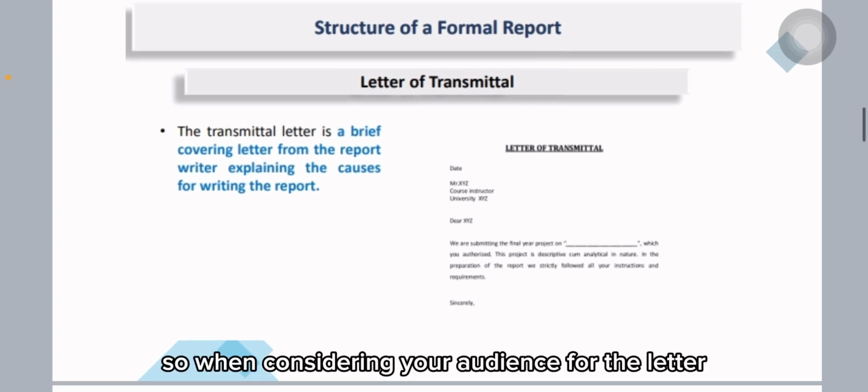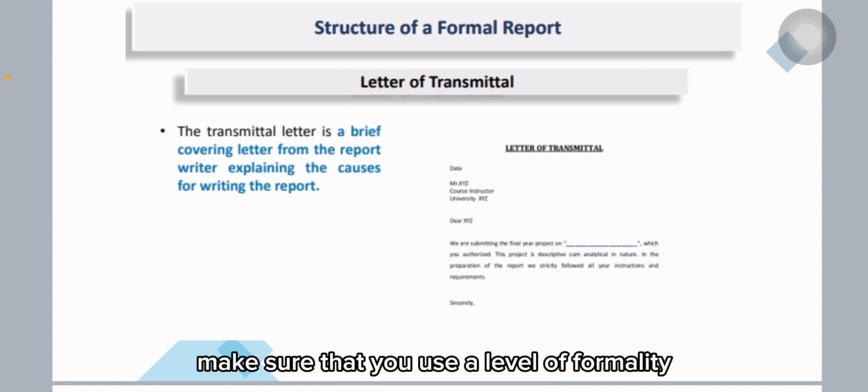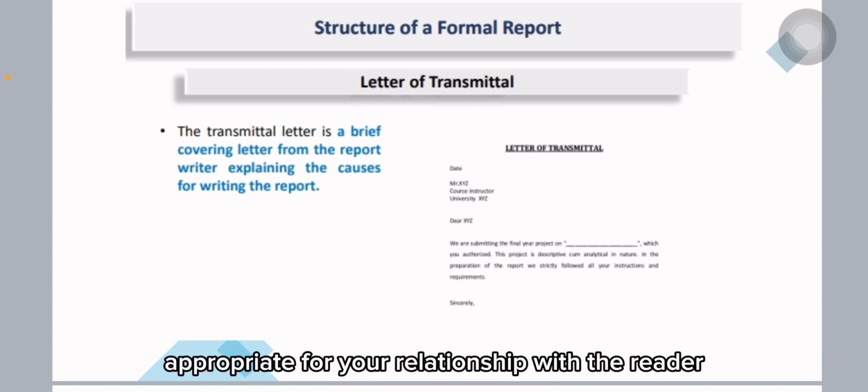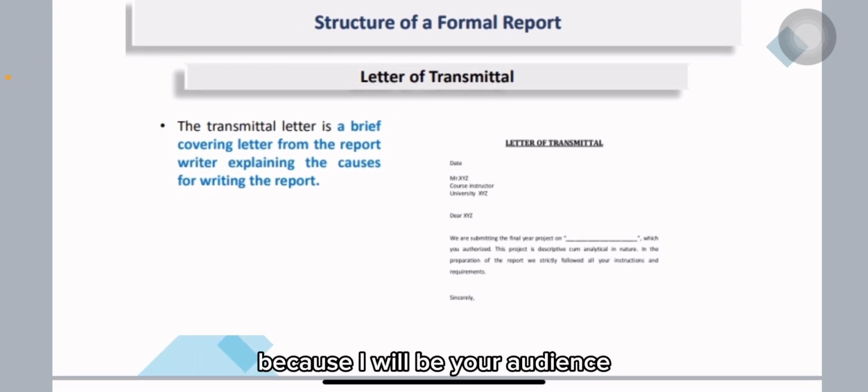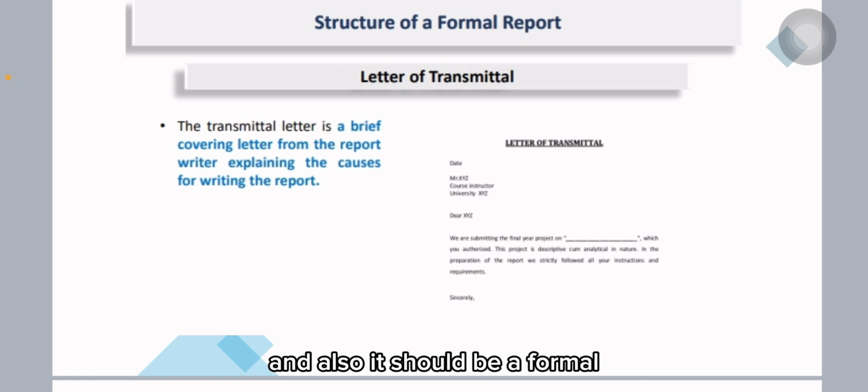When considering your audience for the letter, make sure that you use a level of formality appropriate for your relationship with the reader. So for us, because I will be your audience, it should be formal.